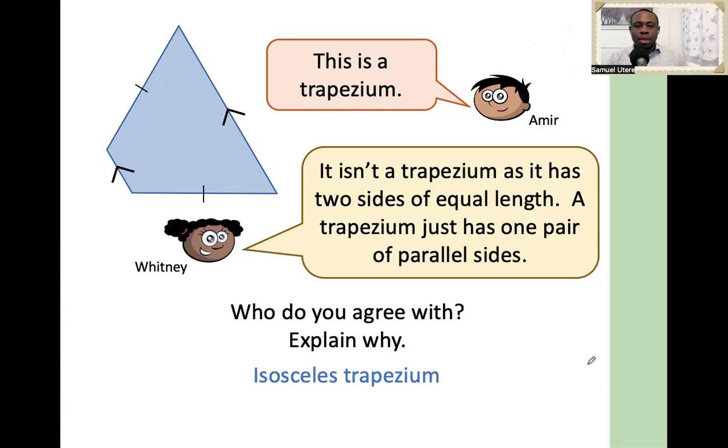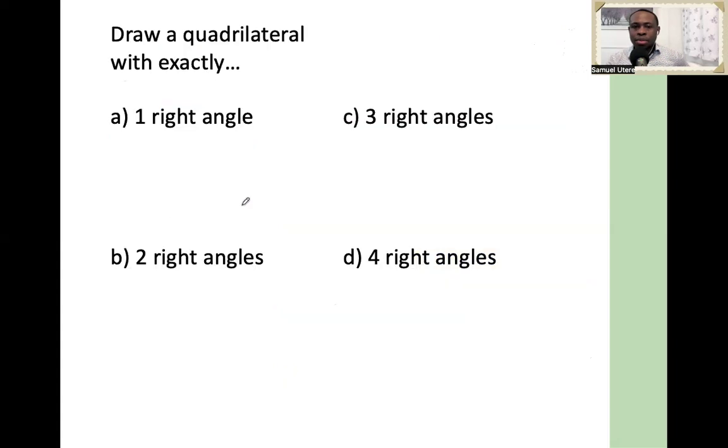Well, this is an isosceles trapezium. Did you remember in one of our lessons? And how do we know? We can see these hatch marks which show that these sides are equal. And we can see that it has a pair of parallel sides. So this is an isosceles trapezium.